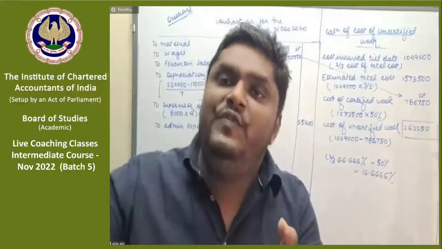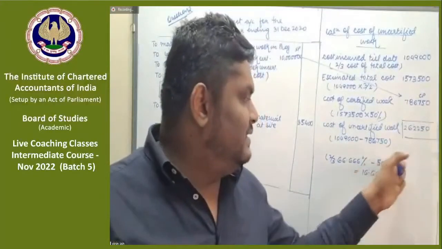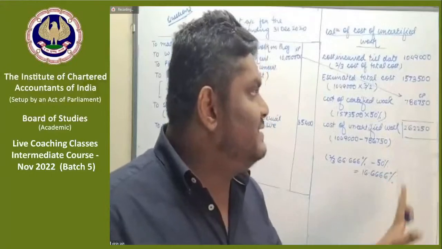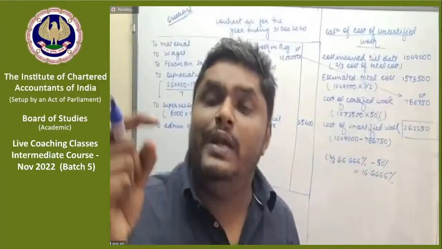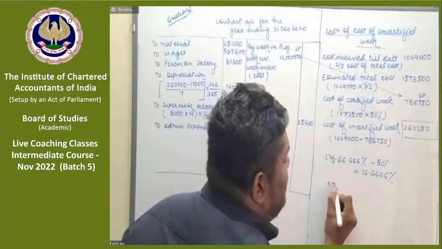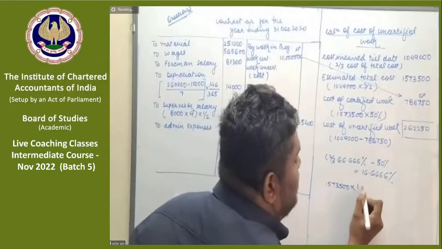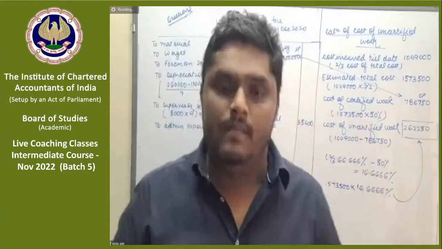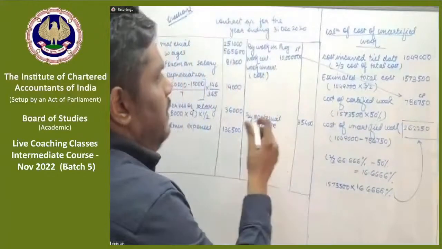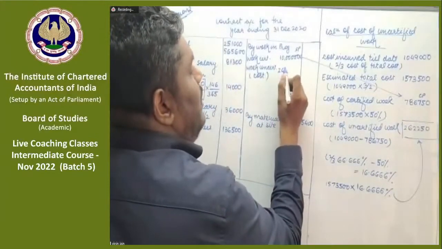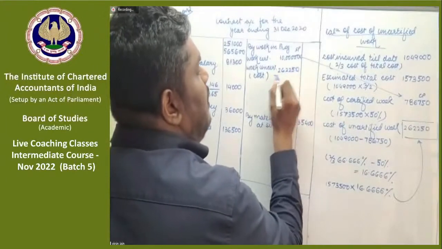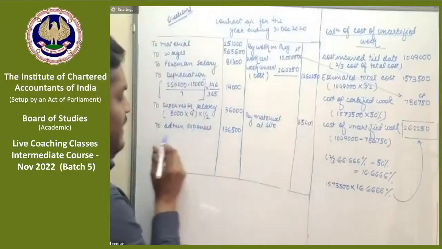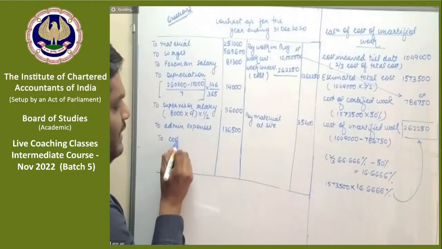Alternatively, the work that has been completed till date is 66.6666%. Of this, 50% work is certified. So the balance, how much percentage is uncertified? 16.6666%. Since we have to calculate the cost of uncertified work, 15,73,500 into 16.6666%, you will get the same amount, 2,62,250. Now you can calculate the notional profit, that is, the costing P&L.